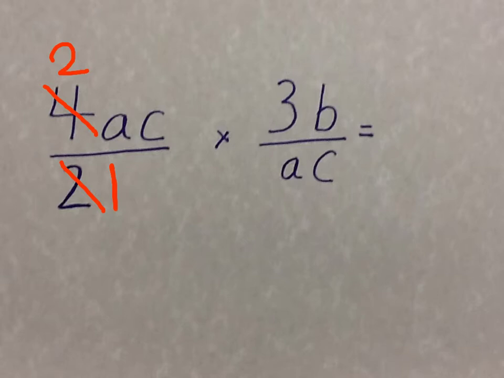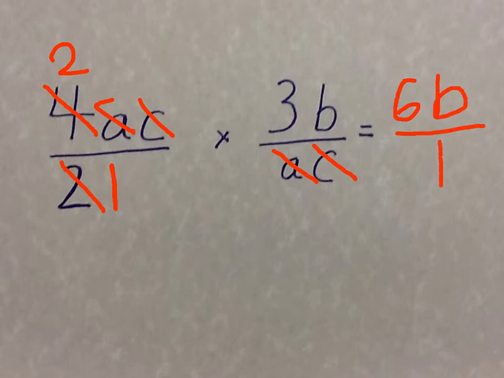This is a C on the top and a C on the bottom, so they cancel each other out. And there's an A on the top and an A on the bottom, so they cancel each other out. So you cross multiply, and you get 6b on the top over 1, or your answer is just 6b.